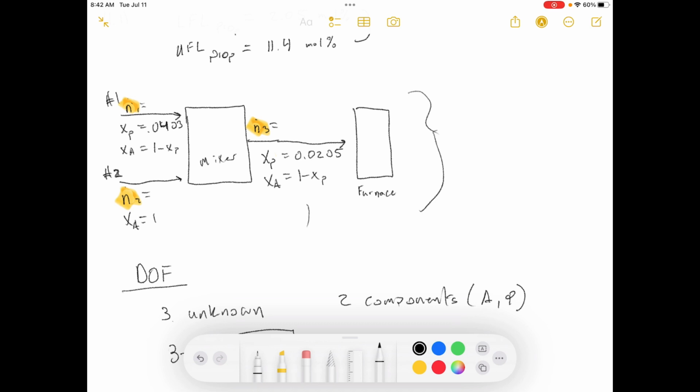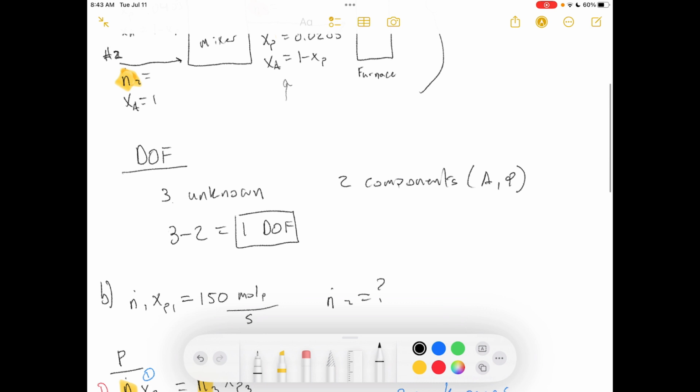This one was a little bit tricky. The first time I read the problem, I didn't actually know what they were referring to as this number, but now I understand that they're talking about the exit of the mixer, or what's going into the furnace, being at the lower flammability limit. Okay. So we do have information about this stream.